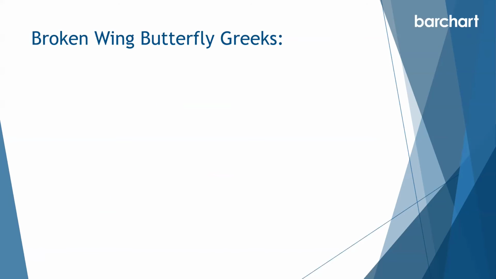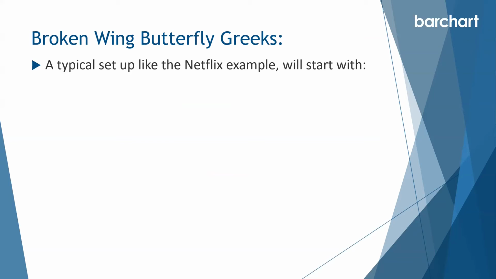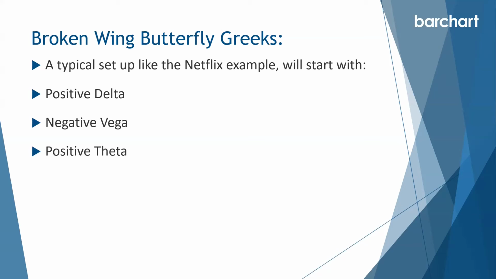In terms of the Greeks, a typical setup like the Netflix example, we'll start with positive delta, negative vega, and positive theta. So positive delta means it's got a slightly bullish exposure. It's going to do better if the stock rises. Negative vega means this trade's going to do well if volatility drops after we enter the trade. And positive theta means all else being equal, it's going to be making a little bit of money each day through time decay.